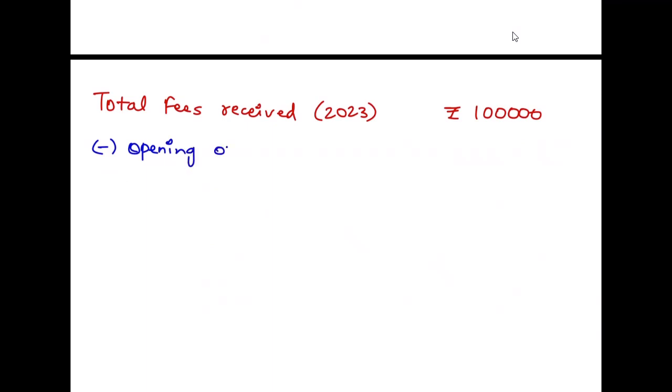opening outstanding fees. This is of 2022. So this will be reduced. That is 10,000 rupees will be reduced because it does not pertain to year 2023. Am I clear, everyone? Any doubt? Any doubt? Okay, great. That was your first adjustment.